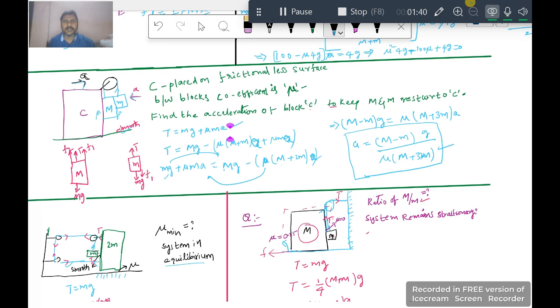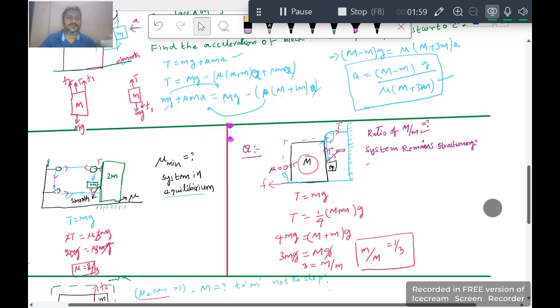So let us apply the same mass, m minus m, so 0. So the acceleration is equal to 0. Both are equal masses, which means here there is no need for motion; they will be in equilibrium only. So this is another example.